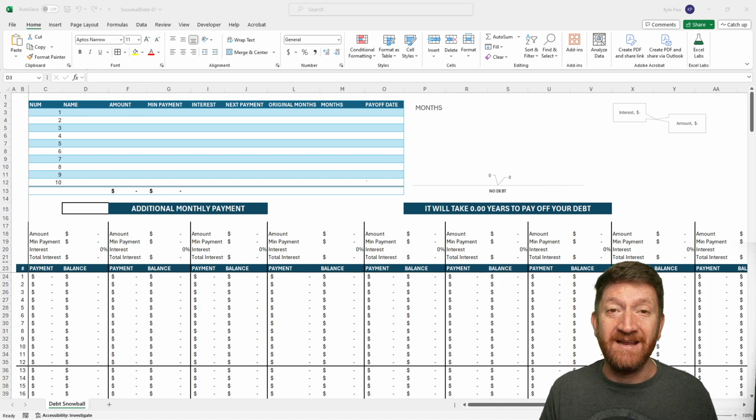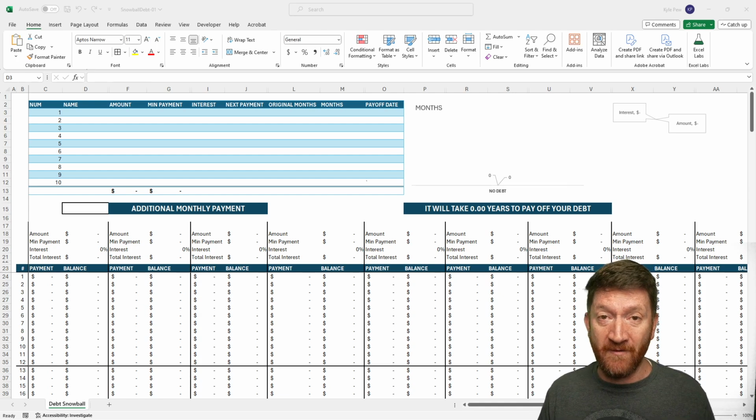So I've created a debt snowball calculator inside of Microsoft Excel. Now, if you haven't heard about the debt snowball technique in paying off your high interest rate loans, credit cards, personal loans, and so on, I'm going to go over it right here.